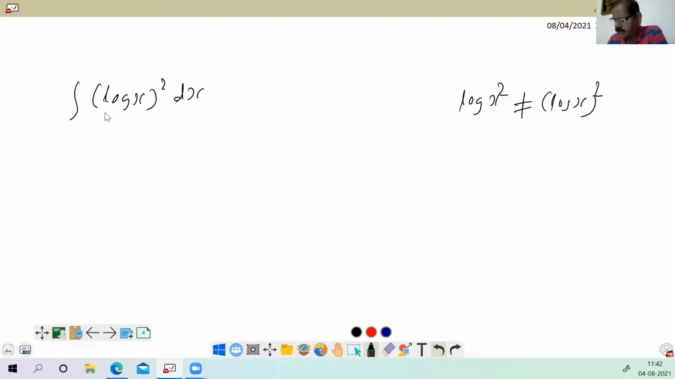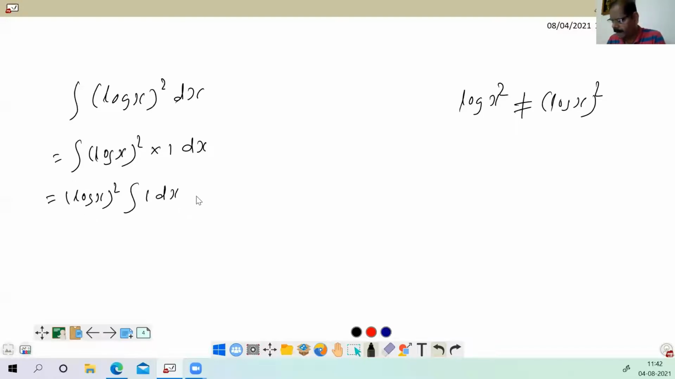So again, using integration by parts, we get (log x) whole square into 1 dx. So (log x) whole square is the first function, and 1 is the second function. Using the integration by parts method: first function into integral of the second function, minus integral of the derivative of the first function, d by dx of (log x) whole square, into integral of 1 dx, dx.